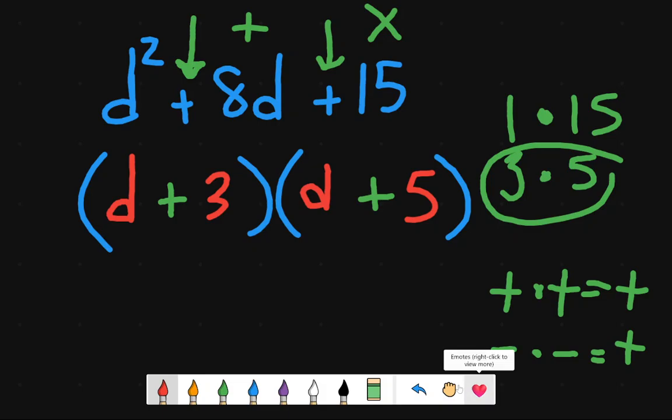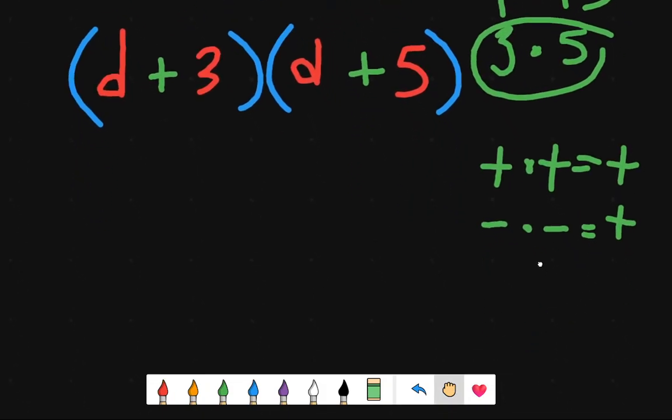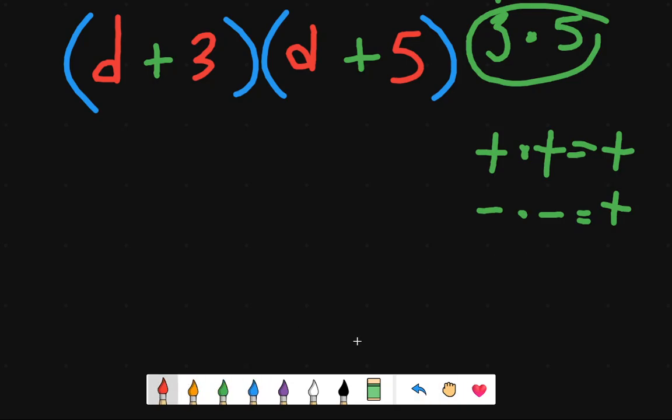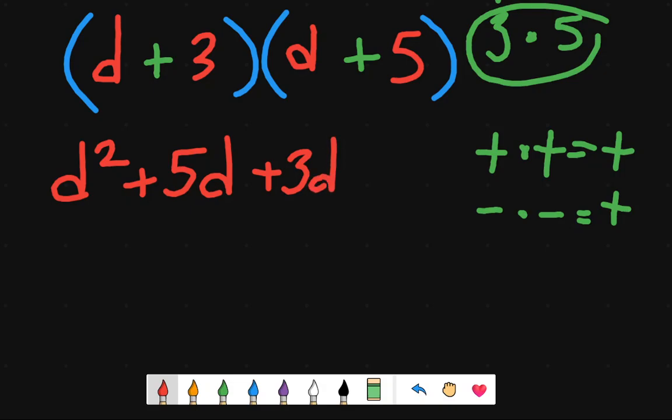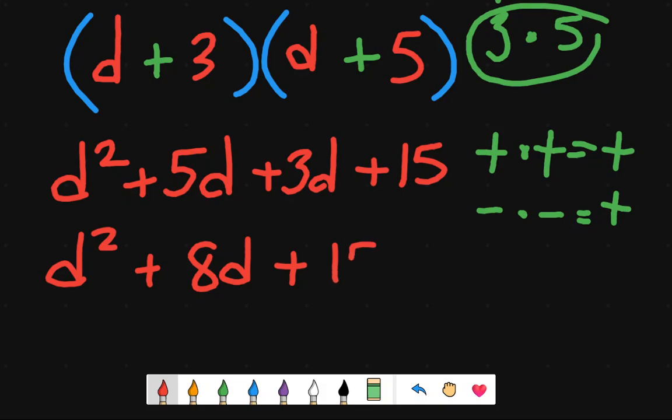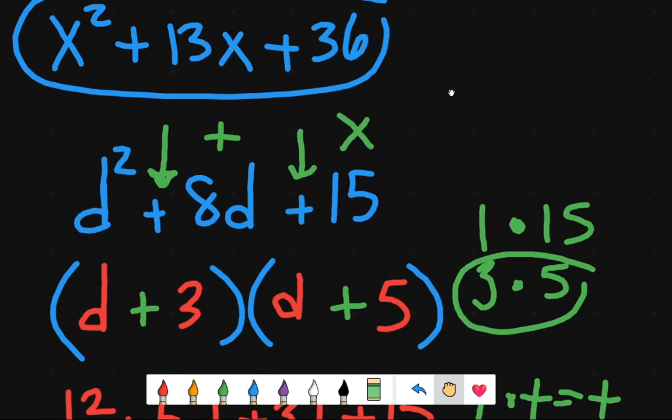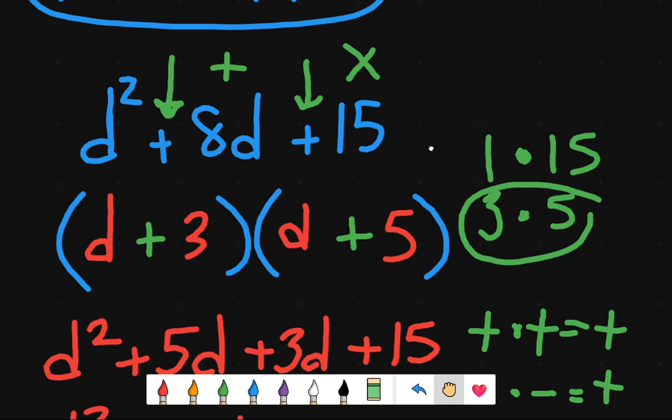And of course, once again, we can use the FOIL method to check to see if it is true. So this time we'll just go ahead and go all the way through with the FOIL method. So d times d is d squared. D times 5 is 5d. 3 times d is 3d. And 3 times 5 is 15. Combine like terms. 5d plus 3d is 8d. Okay, and check and see if that's what you had in the original. Is that what we had in the original? Yes, we had d squared plus 8d plus 15.